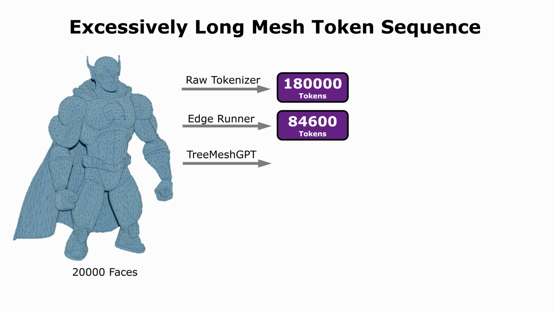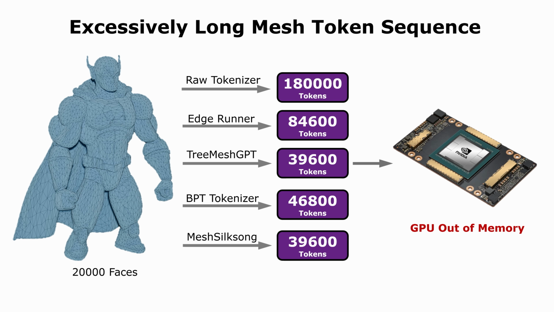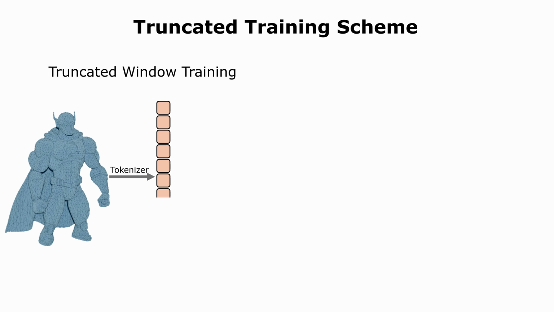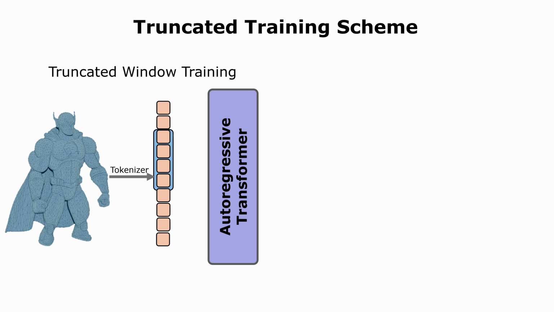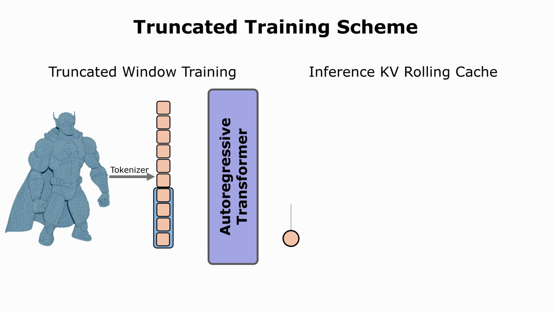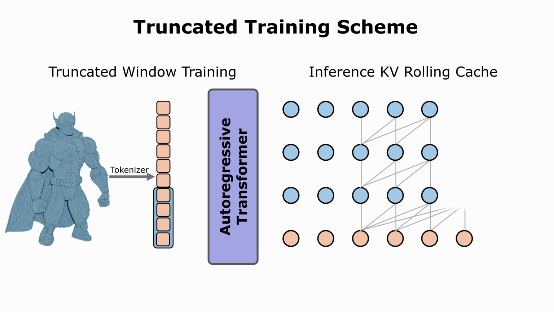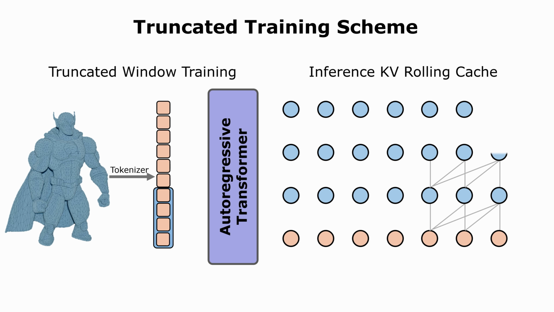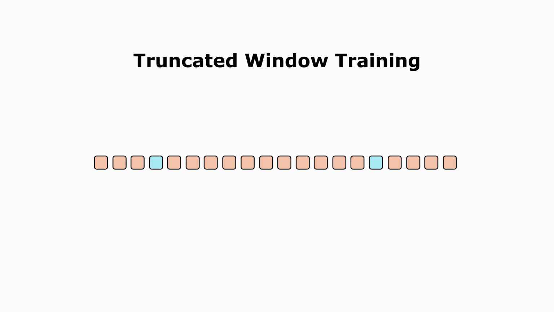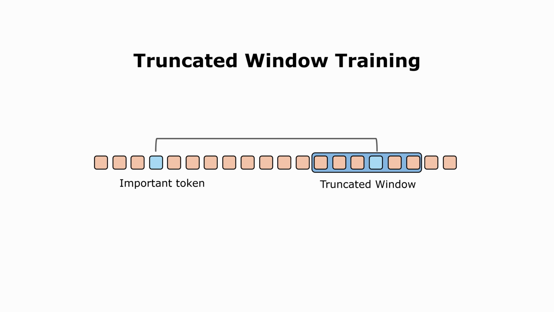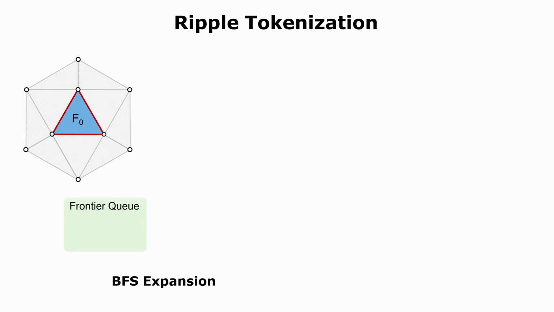Standard autoregressive generators struggle with large meshes, often converting them into excessively long token streams that lead to memory exhaustion. Current state-of-the-art solutions attempt to mitigate this via truncated training, partitioning sequences into fixed windows with independent training and rolling KV cache approximation. However, this truncation severs historical dependencies, inevitably destroying topological connectivity and resulting in visible holes. MeshRipple resolves this fundamental limitation.